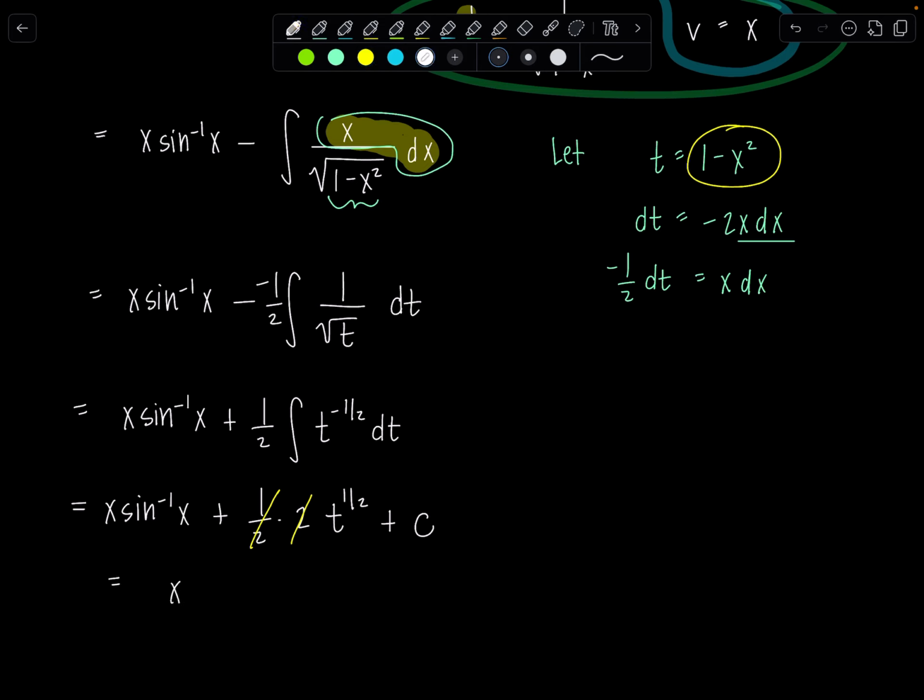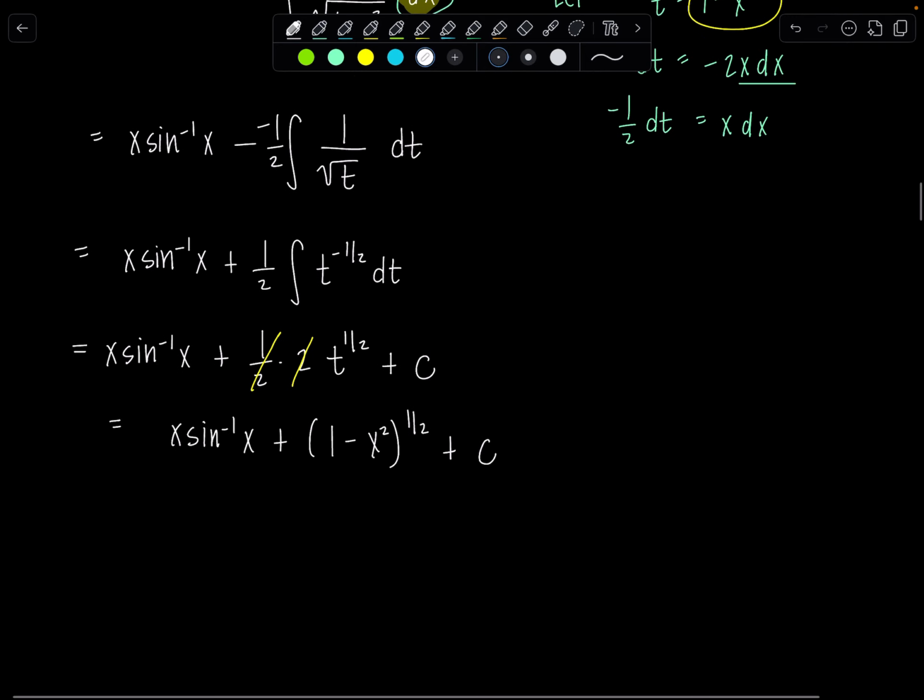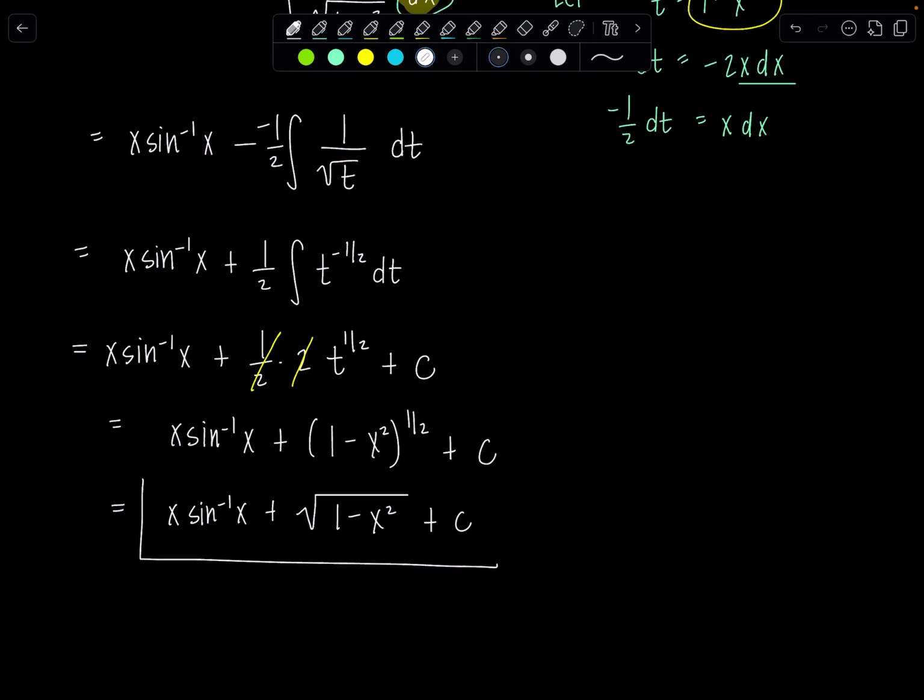So we've got x sine inverse of x plus 1 minus x squared to the 1/2 plus c. And if you want, I would say maybe switch back to square roots because that's a little more conventional, but I wouldn't care on an exam. Just check with your instructor, okay? Plus c. Voila. How was that one?